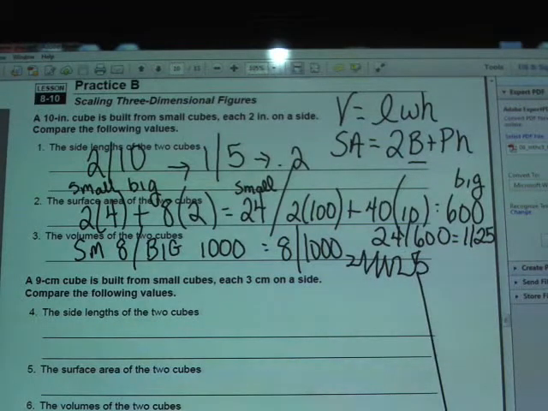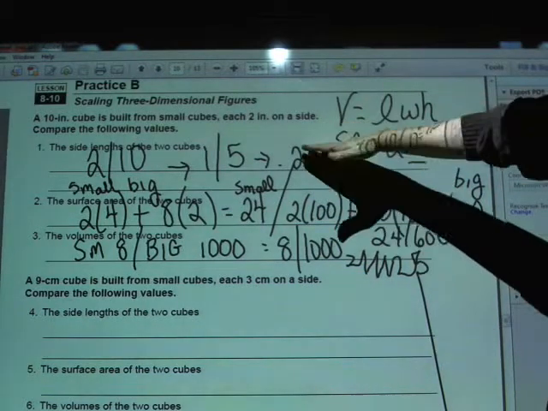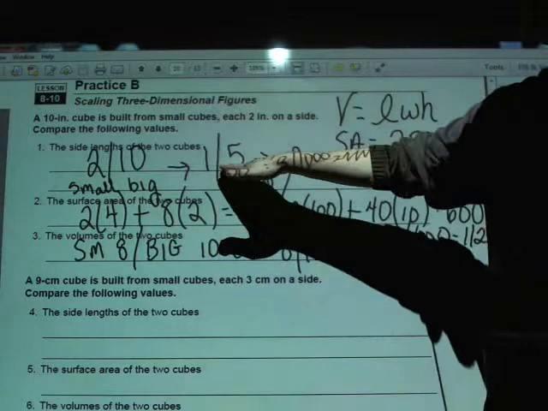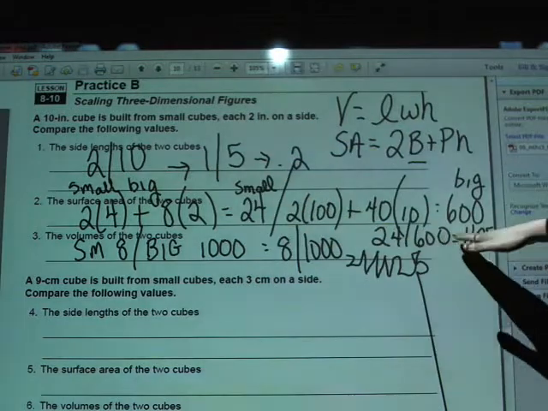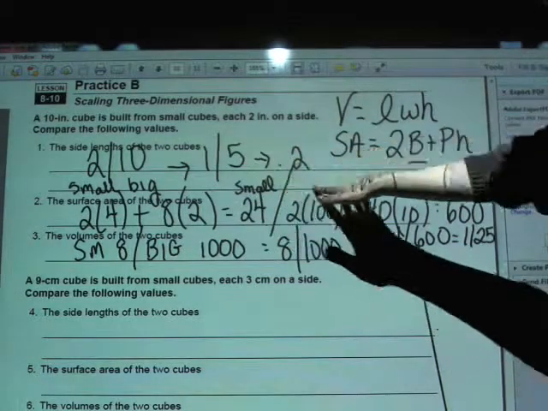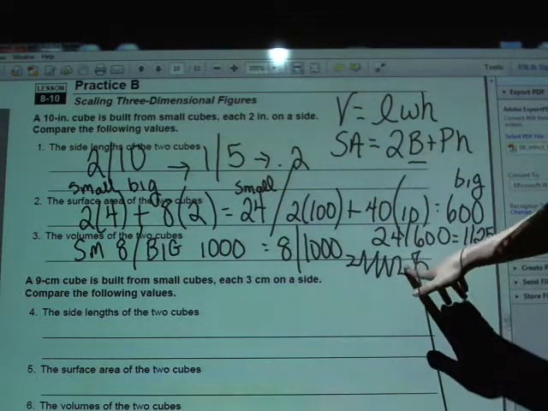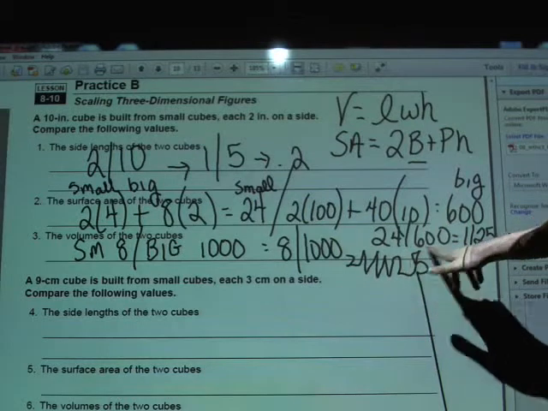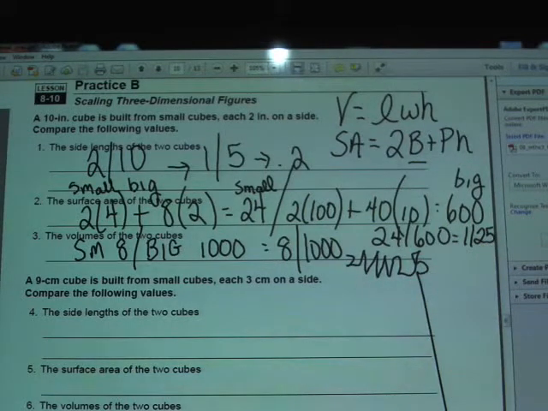So now what you should be looking for when you're looking at 4, 5, and 6, see if the same thing happens here. When we looked at the side lengths of the cubes, it was 1 over 5. And then when we got to the surface area, it was 1 over 25. So this bottom number multiplied by 5. And then when we got to the volume, it was 125. So this multiplied by 5 again. You want to see if that same type of relationship exists in 4, 5, and 6. Maybe it does, maybe it doesn't. But the only way to find out is to actually go through and do the computations.